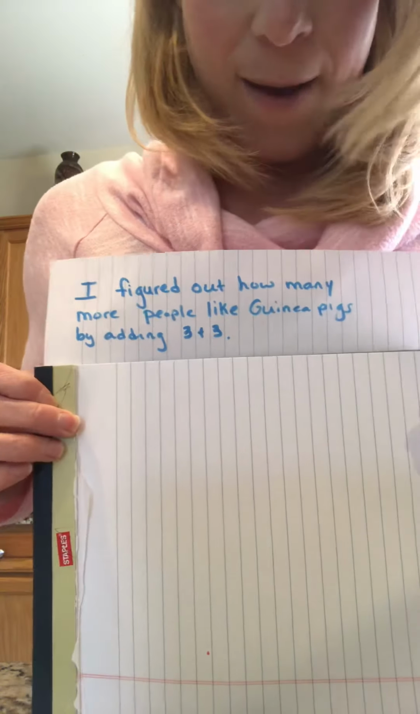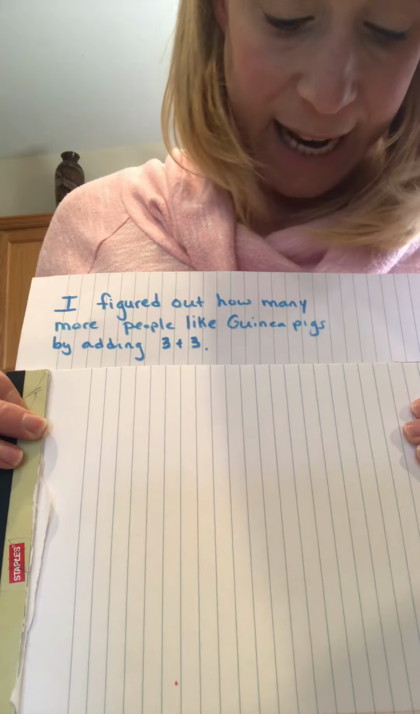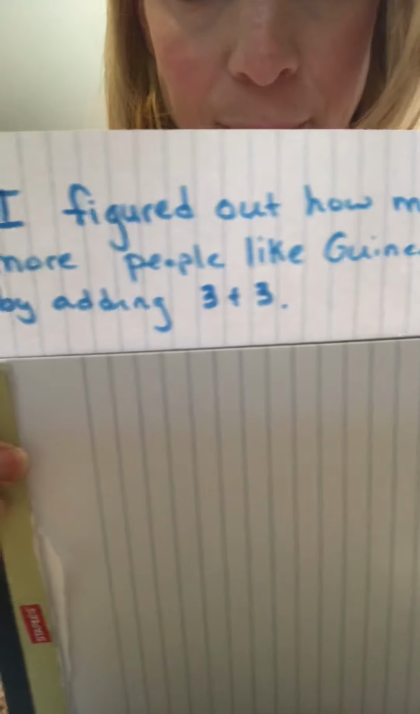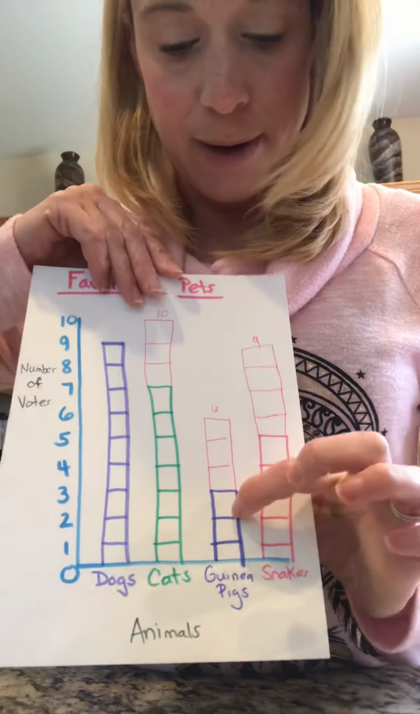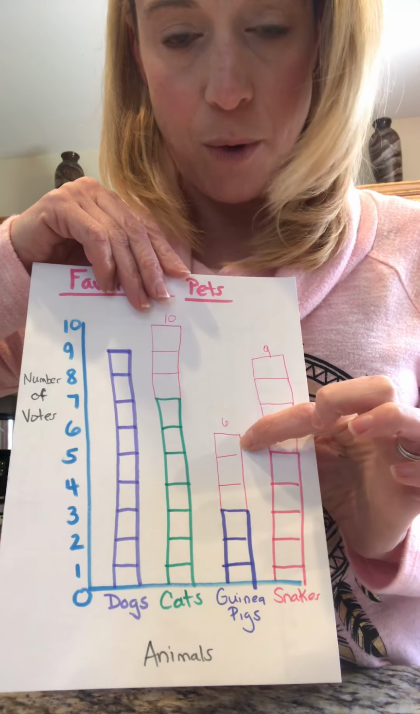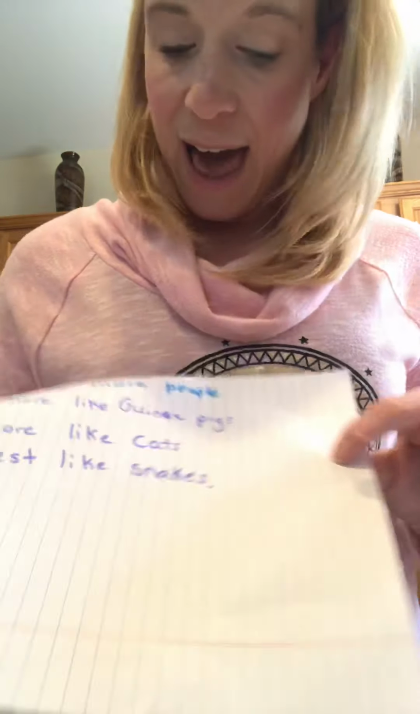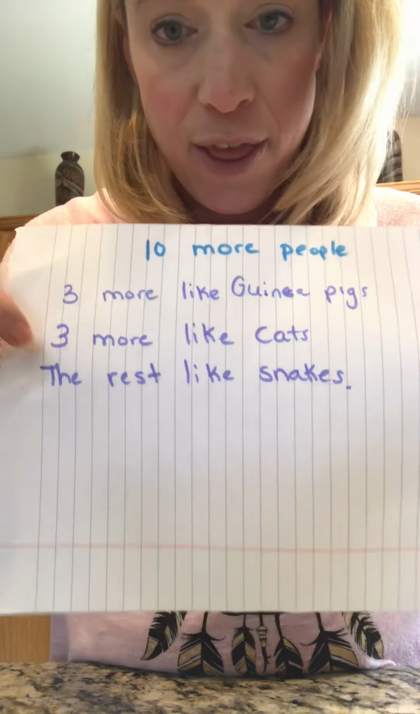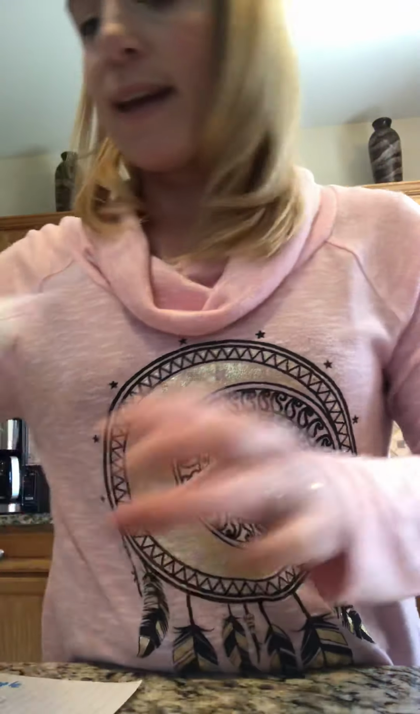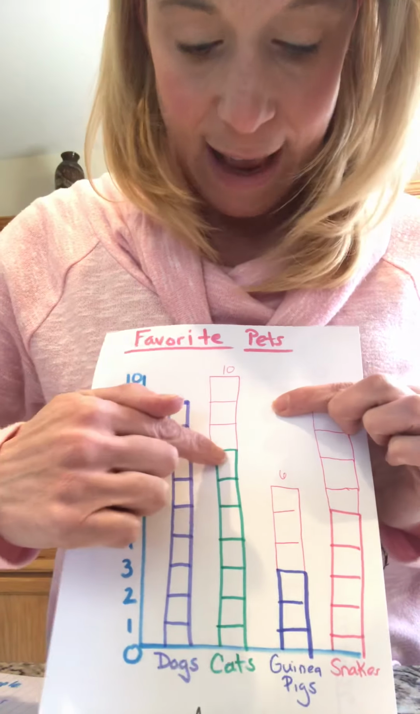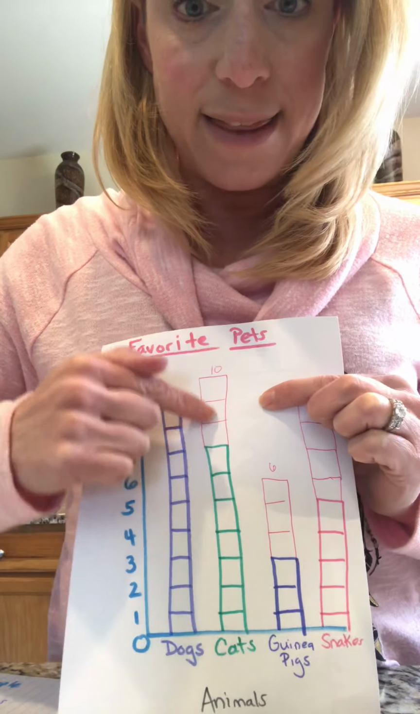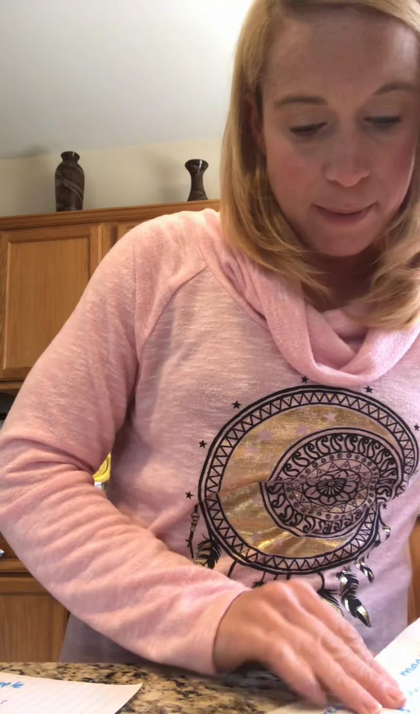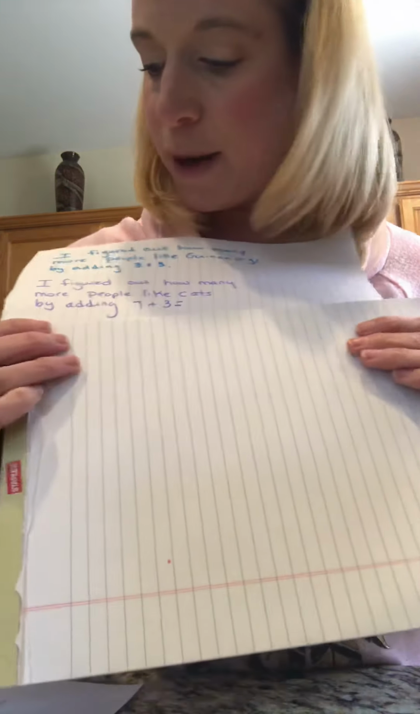I figured out how many more people like guinea pigs by adding 3 plus 3. Okay, so I'll show you where it says that. 3 plus 3. Okay, so then I have to write a sentence or two saying how did I figure out the cats? It says 3 more like cats. So basically, if I go to the cats, we had 7. I did the 3 more. I did the 7 plus the 3 more. So here's my purple paragraph telling you what I did for the cats.